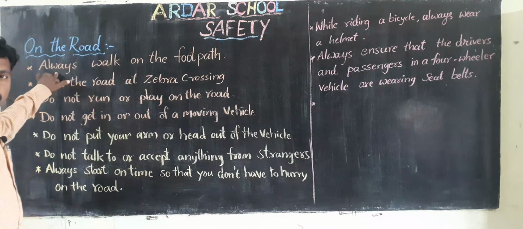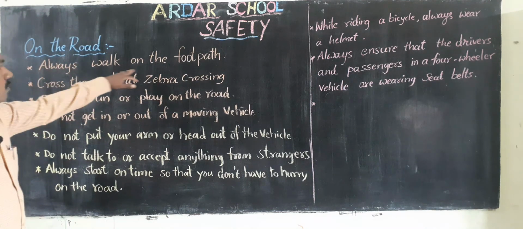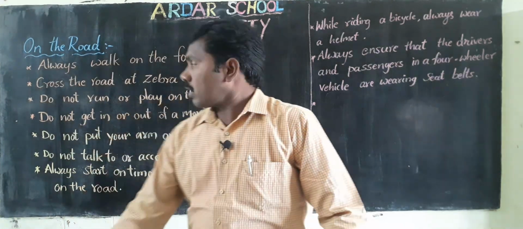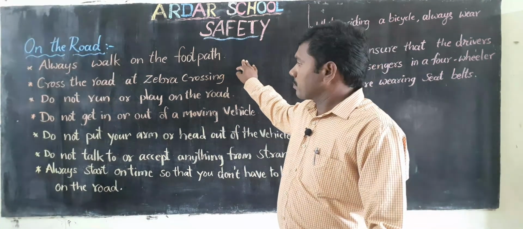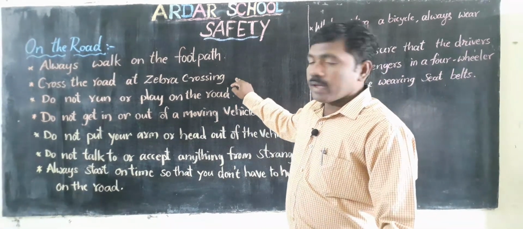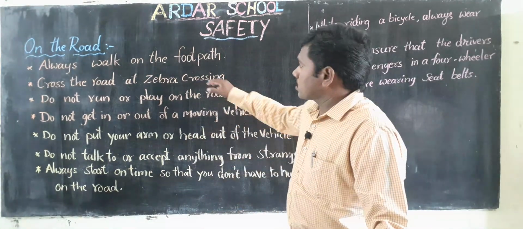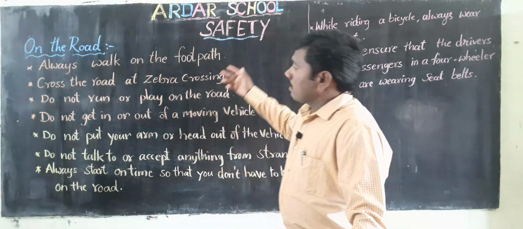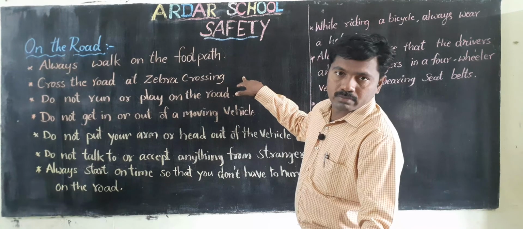Okay children, first, when we walk on the road, always walk on the footpath. Walk on the footpath. Okay, next, when we cross the road, where do we cross the road, children? Yeah, we will cross at the zebra crossing.